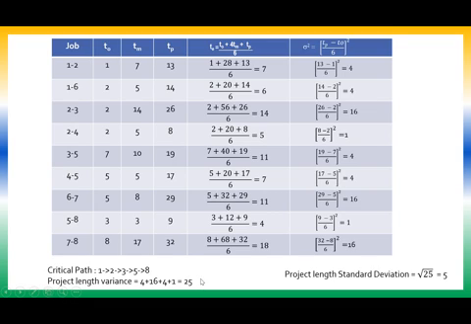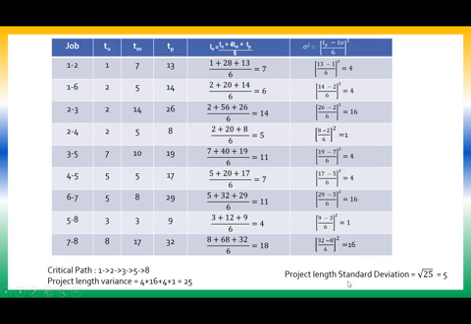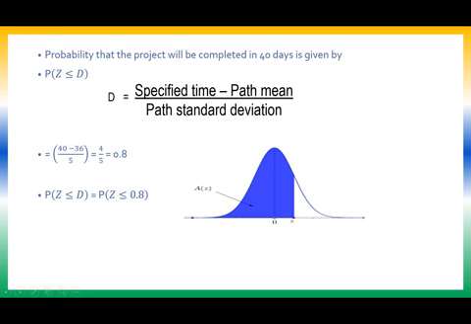So if the project length variance is 25, what is the project length standard deviation? It will be the square root of the variance. So root of 25, which is 5. So I have calculated the expected project duration to be 36 days, then the project length standard deviation as 5. Now we have the task of computing the probability. They have asked us to find out the probability that the project will be completed within 40 days.